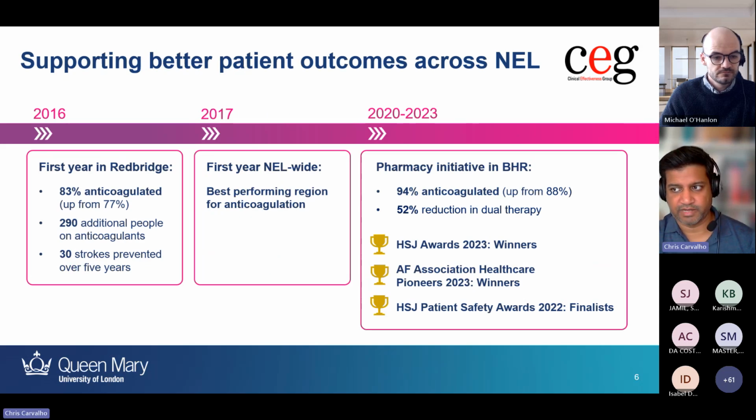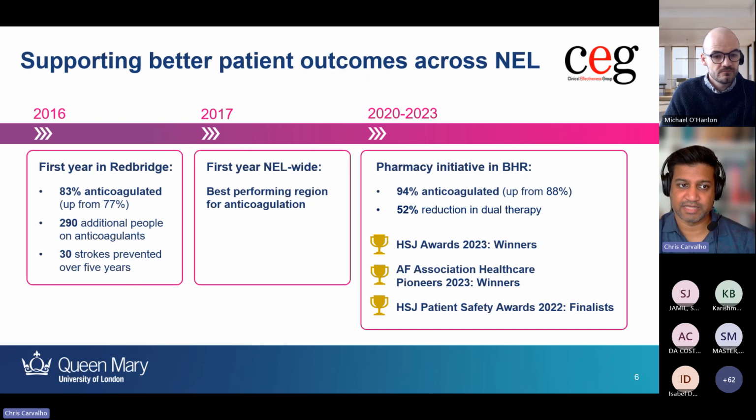The APL-AF tool's been around for a number of years now. It was first launched in 2016 in Redbridge. And through that time, we've seen some big improvements and had some success recognized as well. So in Redbridge, the anticoagulation rate improved through the use of the tool. It went from 77% to 83%, but in real numbers, what that meant was 290 additional people on anticoagulants, and that resulted in an estimated 30 strokes prevented over the 5 years.